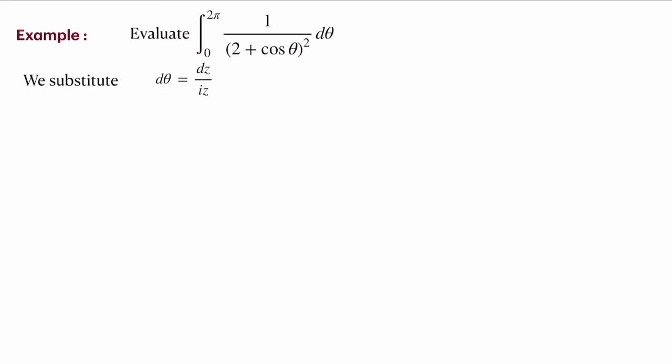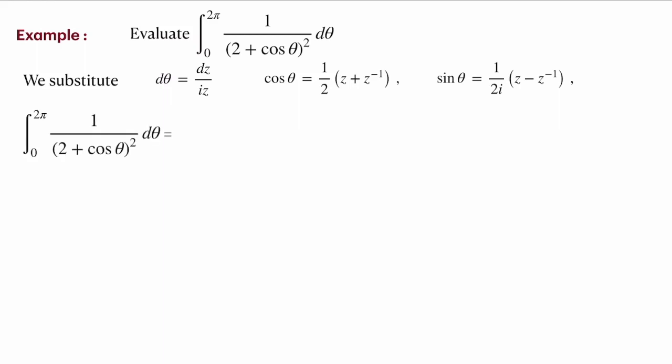Now a simple substitution we have to do: d theta as dz by i into z, cos theta as half of z plus 1 by z, and sin theta as 1 by 2i into z minus z to the power minus 1. In this case, integral 0 to 2 pi of 1 by 2 plus cos theta square d theta takes the value of the integral over the contour C, which is a unit circle centered around z, of 1 by 2 plus half of z plus 1 by z, square, into dz by i times z.